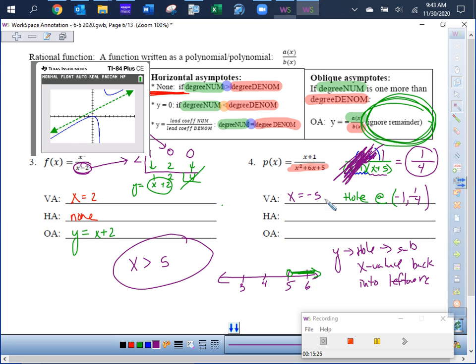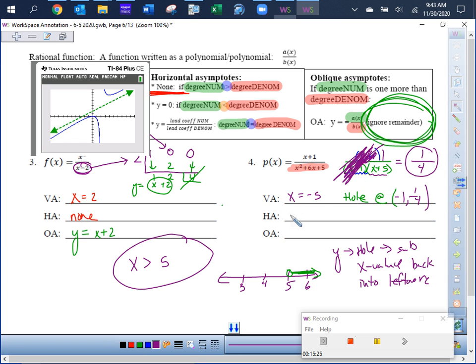X equals -5 is a vertical asymptote of this guy. There was a hole at this place. The hole will never show up on your graphing calculator, though. Your graphing calculator has to connect all these dots together, so it doesn't show up. The holes don't show up. So we just got to know that there was a group on top of itself.